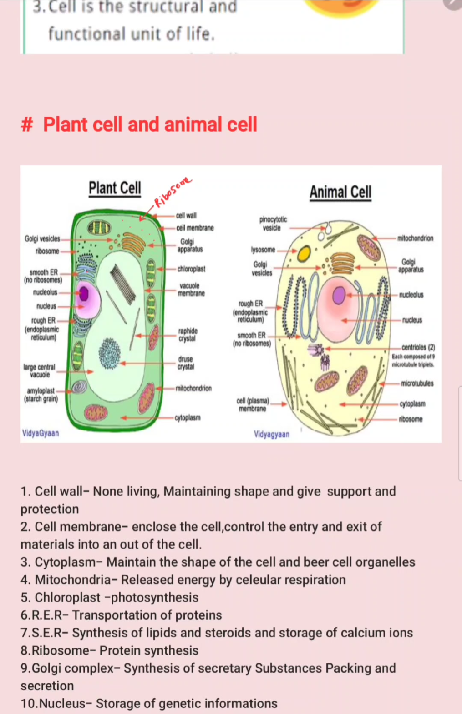Plant cell consists cell wall, but animal cells don't have cell wall. And the plant cell consists large central vacuole.